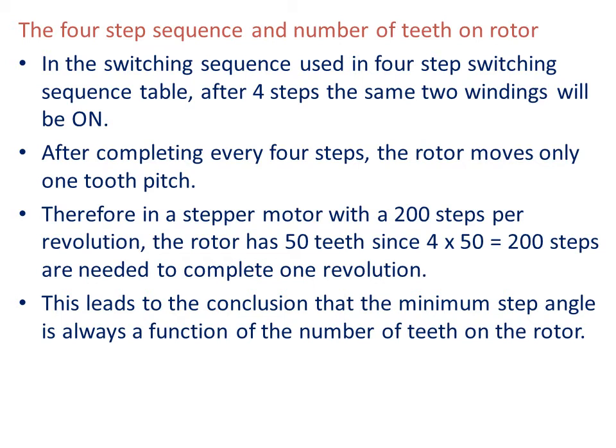Therefore, in a stepper motor with 200 steps per revolution, the rotor has 50 teeth. Since 4 into 50 is equal to 200 steps, 200 steps are needed to complete one revolution. This leads to the conclusion that the minimum step angle is always a function of the number of teeth on the rotor. This is what we need to understand. In other words, the smaller the step angle, the more teeth the rotor passes.